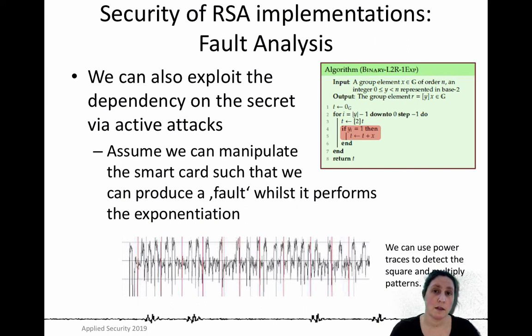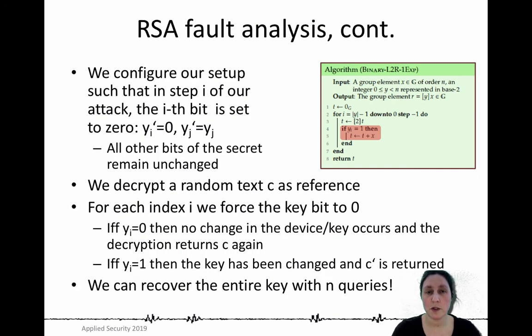Now here, side channels might be useful. You can see on the slide I've pasted in a power trace again from an RSA exponentiation. We can see the different peaks here, which correspond to square and multiply patterns. So if an adversary has got access to such power traces, they may be able to induce faults in very specific locations or at very specific timings that correspond to the manipulation of individual key bits. With this in mind, we now consider this generic fault attack.